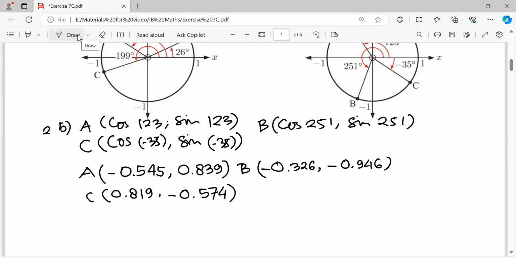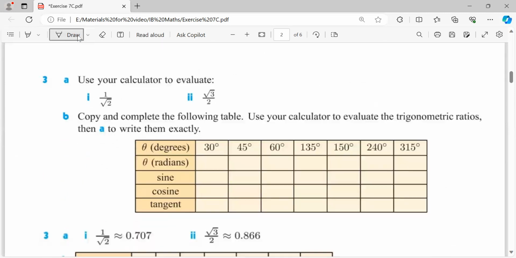Next, number 3: use your calculator to evaluate 1 over square root of 2 to the power of 3 over 2, with your calculator to find the answer.